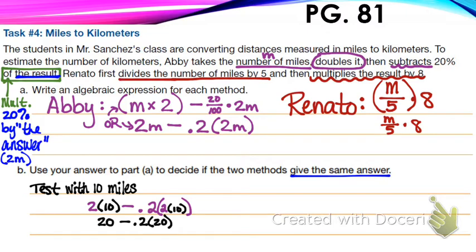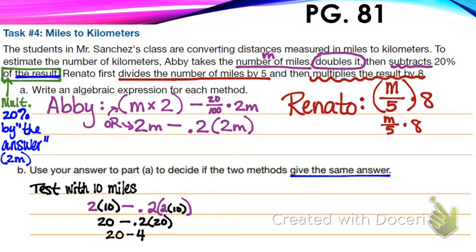So what is 0.2 times 20? 40. Close. 2 times 20 would give me 40. What is 0.2 times 20? Close. How much? It's 4.